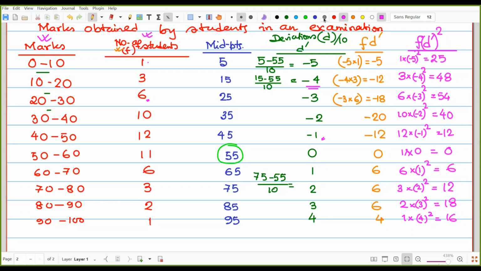Okay, so now what are the total values? We can find out. Total number of frequencies here is 55. That means there are total 55 students. Next one, another one we have to find out, that is for that FD dash column. That means summation of FD dash. That one is equal to minus 45.